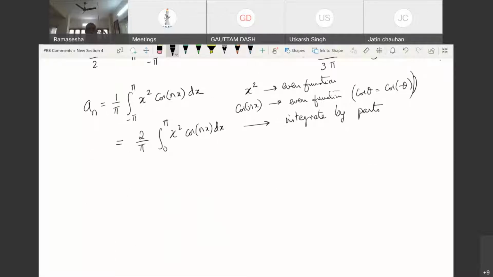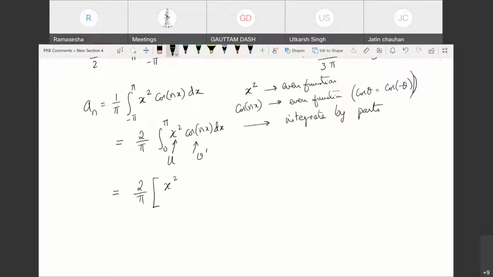So I'll treat this one as u and this as v. So what is v? v is the integral of cosine nx, which is 1 upon n sin nx. So u v, which is x squared times sin nx by n, between minus pi and pi.